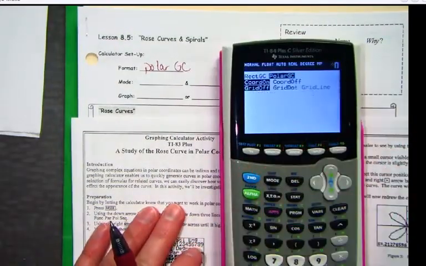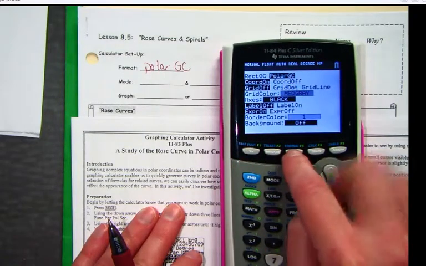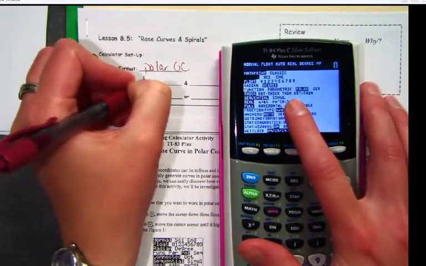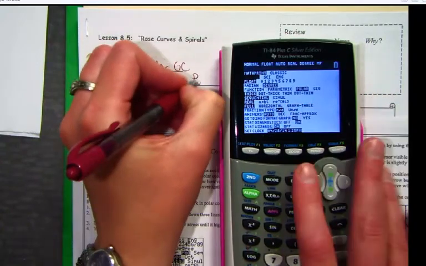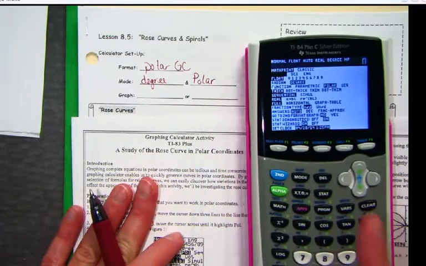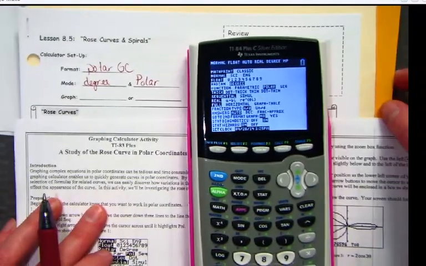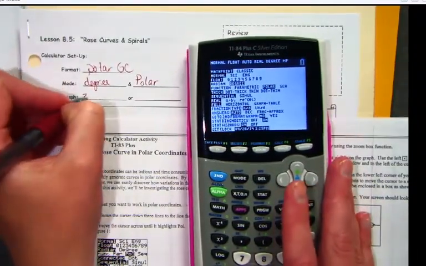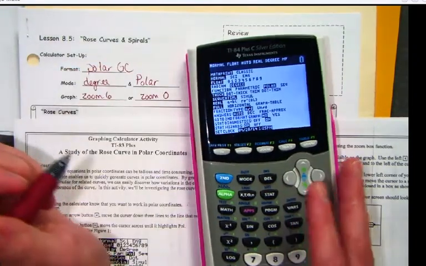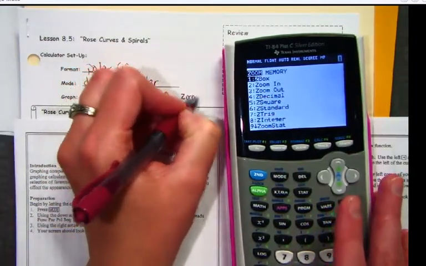So I'll do this here on my calculator to make sure I'm in the same place. I'm checking that my format here is still in polar. When I go to mode, I'm in degree mode and polar form. Our rose graph exploration was all done in radian mode, so remember that we can use radians as well, but we are much more familiar with degrees. And when we go to graph, most of the time we're going to do a zoom 6 or a zoom 0. And some of us saw that zoom 1 may also be helpful.